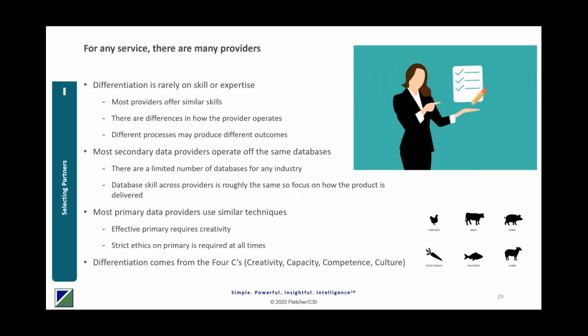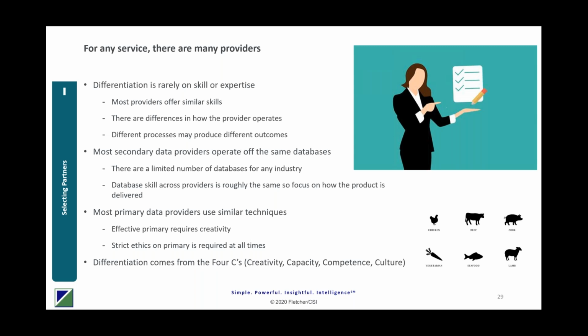There are lots of providers out there for any service you want. Differentiation is really not about skill and expertise. I can say that most of my competitors in my segment of the industry are very good at what they do. They have a slightly different process than we do, but the results are good. So it's not really the skill set, it's how they operate, and the outcomes that different form of operation produces. So select based on the outcome you want more than anything else, and based on the personality. Can you work with them?